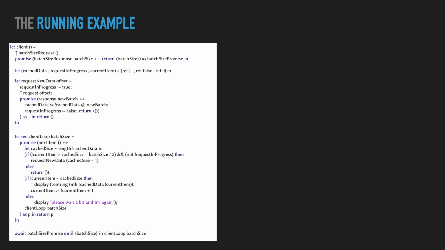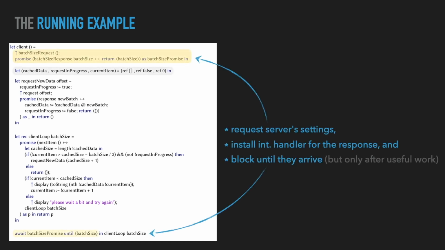Let us now return to our running example to demonstrate how programs written in our approach usually look. First, the client program immediately demonstrates the benefits of asynchrony, because in between issuing a signal to request the server settings and blocking its execution, the client code can actually do some useful work. In particular, in this case, this involves allocating some auxiliary memory references.